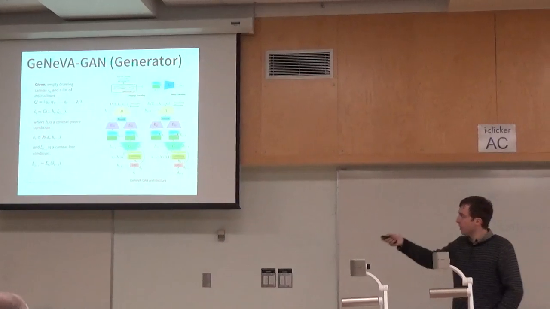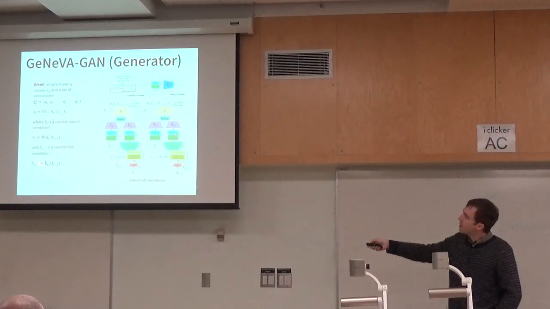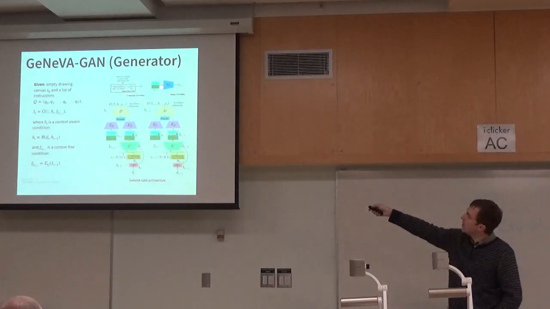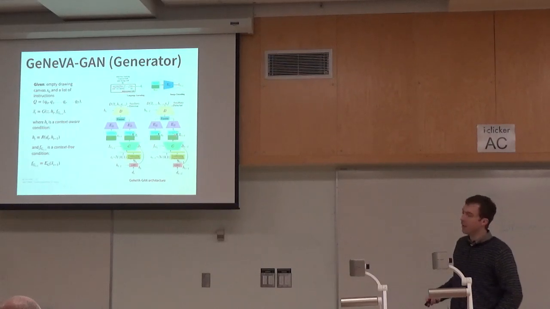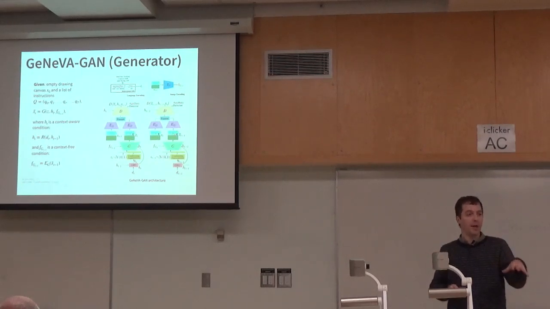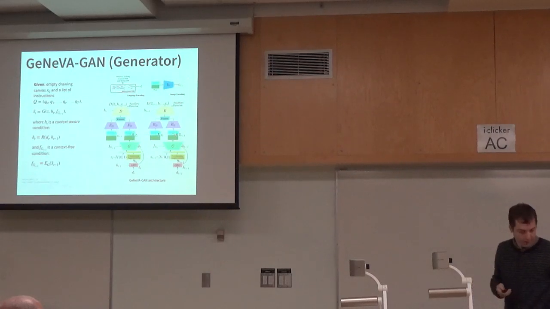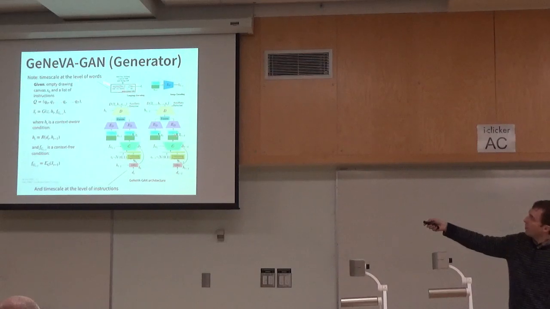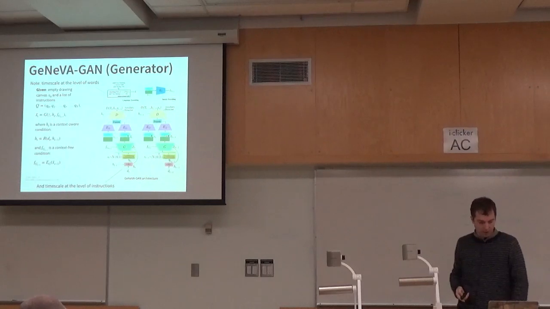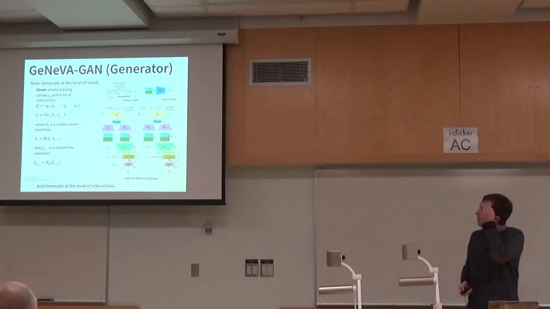I also said there's this context-free condition, which is an embedding of the previously synthesized image. So the previously synthesized image goes into some encoder and produces an embedding of what was generated before, and that basically allows the generator to see what's already on the canvas before it uses the instructions to put new stuff down on the canvas. That's just pointing out what I said before, two different time scales, at the level of words and also at the level of instructions. Okay, so that's the generator.